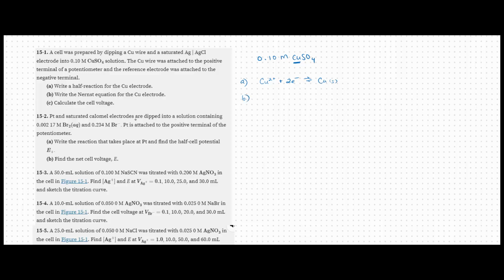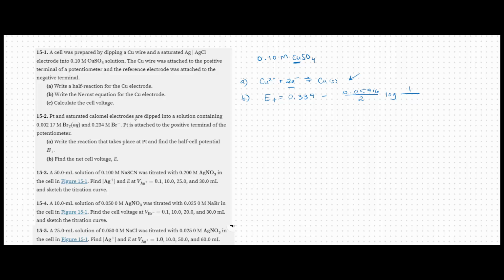B, write the Nernst equation for the copper electrode. So the Nernst equation, this is going to be reduction. Copper attached to positive, so this is our E positive. That is reduction. That is our cathode, and that is going to be 0.339, because that is the reduction potential of this reduction half reaction, minus our 0.05916 constant divided by the number of electrons transferred. We have 2 here, times the log of the Q.